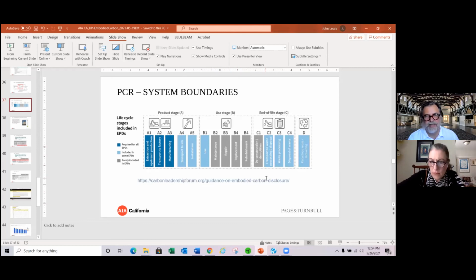But when I'm looking at EPDs, I do like to see what's included and what's not, because frequently it's just the things in blue and dark blue, and not the transportation to the site, installation.